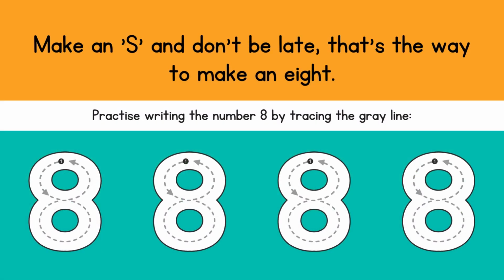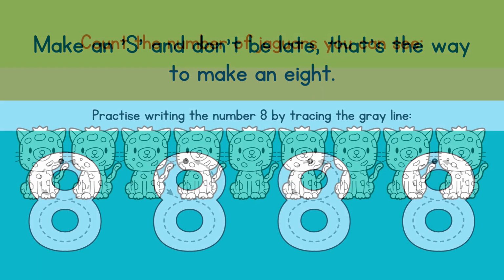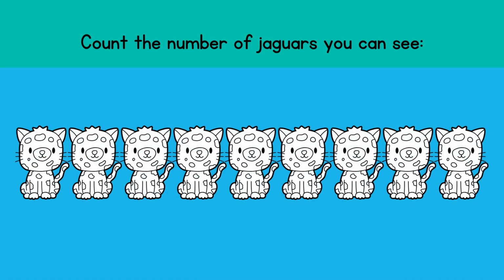Make an S, and don't be late. That's the way to make an 8. Practice writing the number 8 by tracing the gray line. Count the number of jaguars you can see.